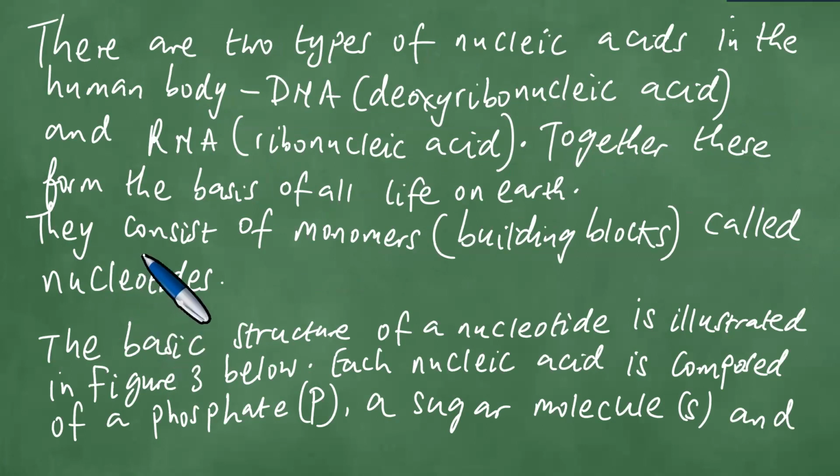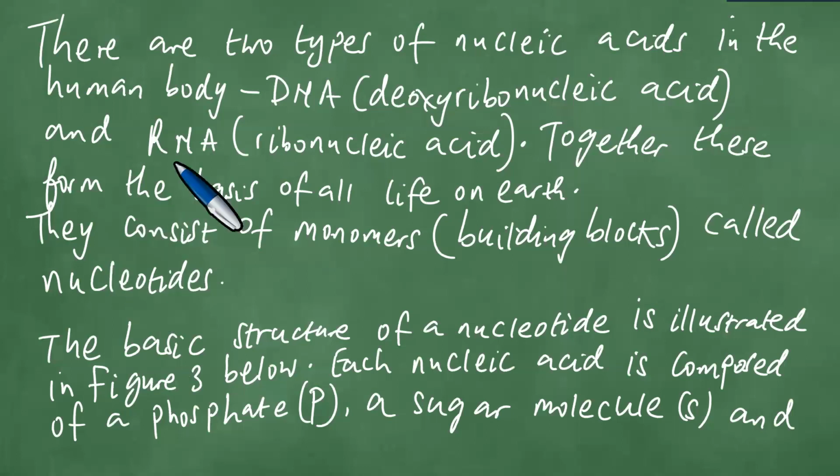What actually consists of the monomers? They are basically the two types of nucleic acid in the human body. What are the nucleic acids in the human body? They are just DNA and RNA.